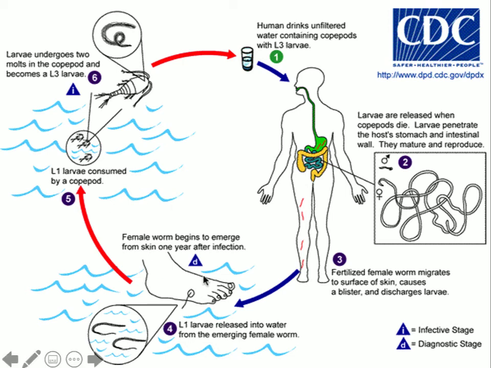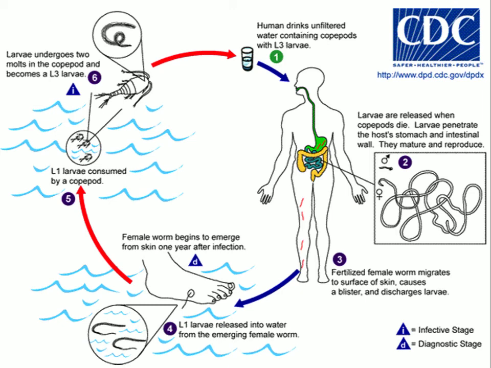For the female worm, it takes about a year for that emergence to happen, and the diagnostic stage is seeing that worm from that blister. The larvae that are laid will go into the water source. They will be eaten by a copepod and continue to develop into what is known as an L3 larvae. You don't have to know that, but know that there are developmental stages, and then the human drinks the water. So, a pretty wild life cycle, and probably the craziest one. There's a question on your quiz about which one you'd want the least. This would probably be mine.